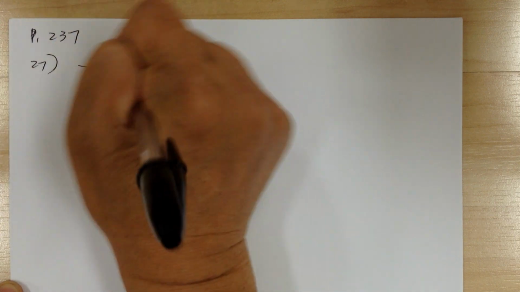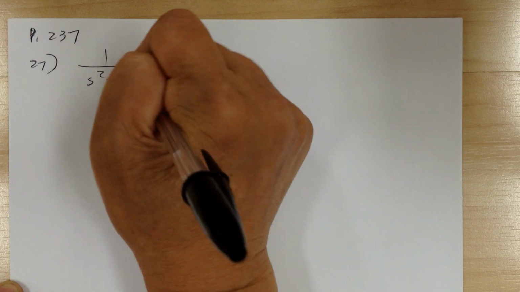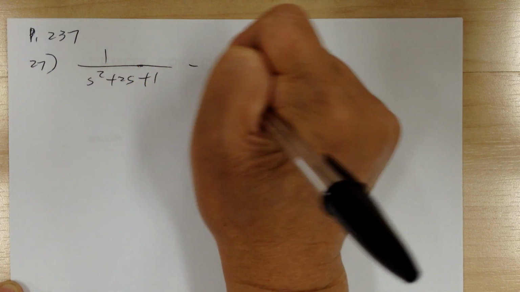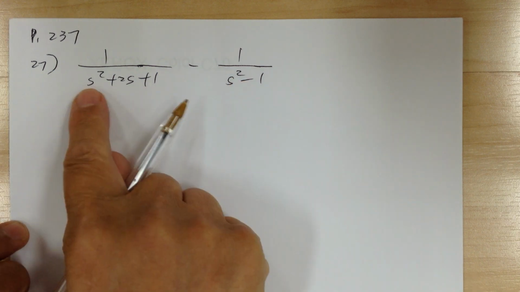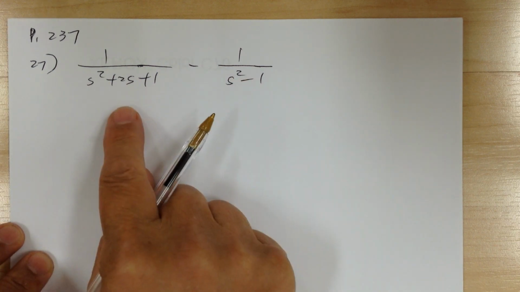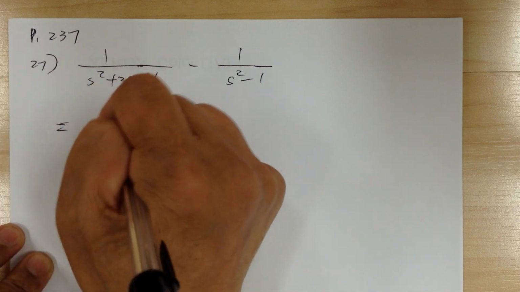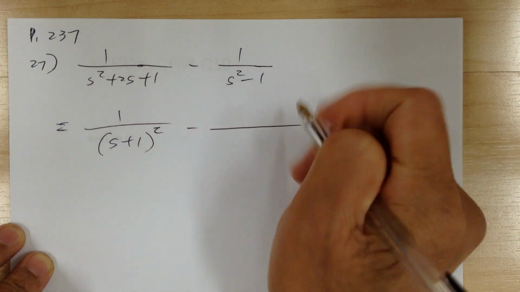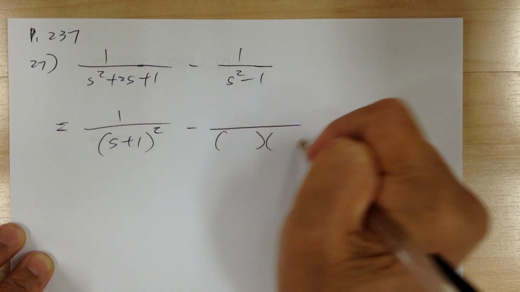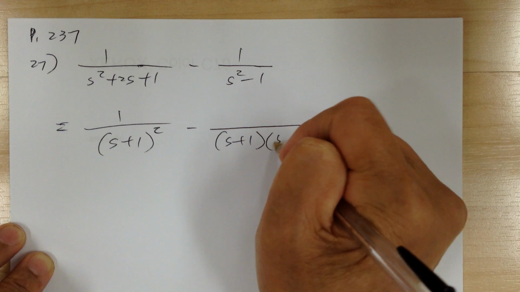Okay, let's go to the next one. You've got 1 over s squared plus 2s plus 1 minus 1 over s squared minus 1. Again, when you have a square in the terms, you need to do the factoring. That's your step 2b, so that's your s plus 1 squared. That's your step 2a. Make sure you know how to do factoring.